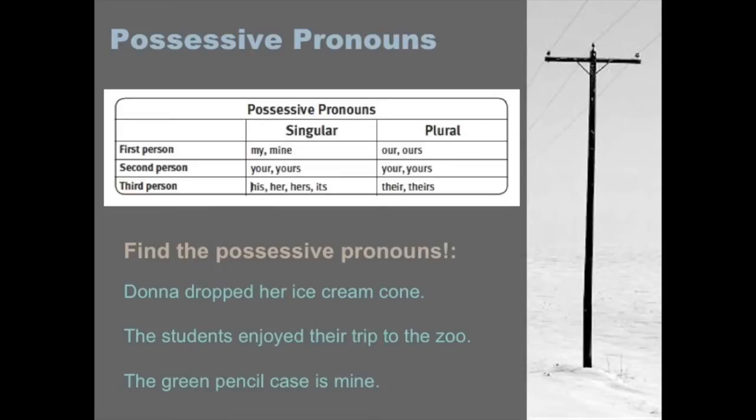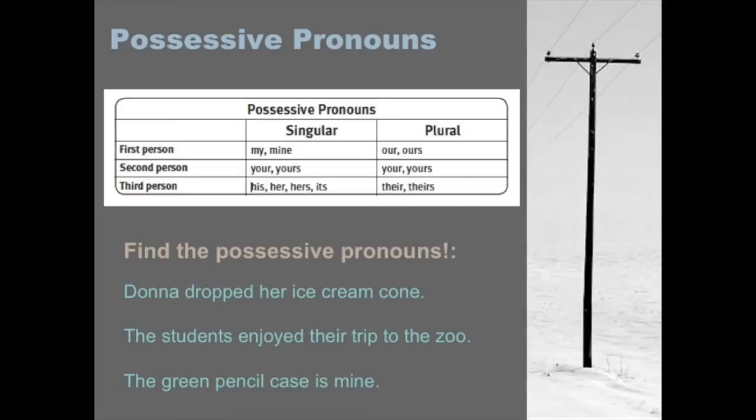In the first sentence, Donna dropped her ice cream cone. The possessive pronoun is her. Her is followed by the object that is being possessed or owned by that possessive pronoun. The antecedent of her is Donna's, Donna apostrophe S.